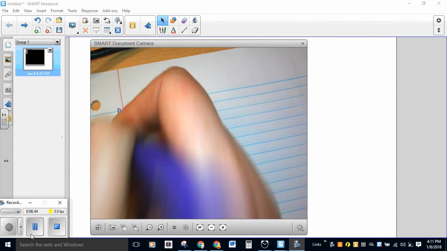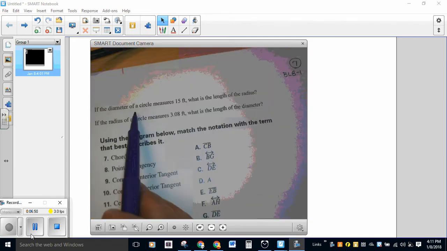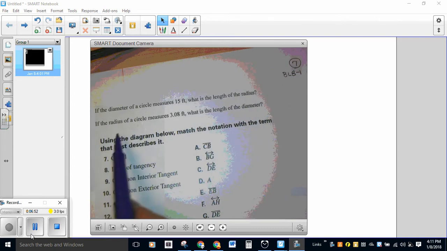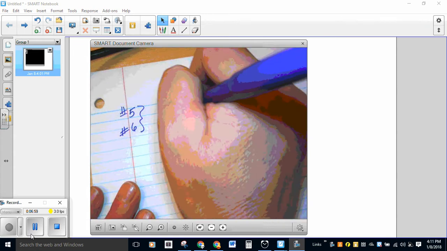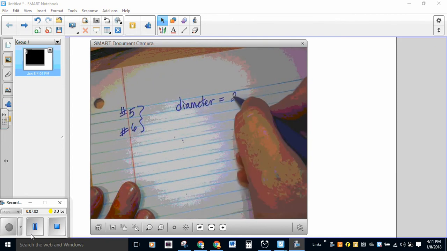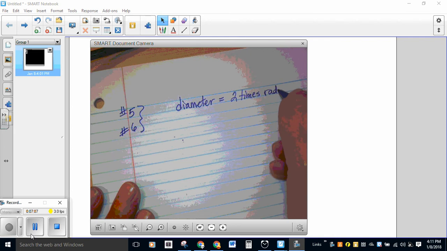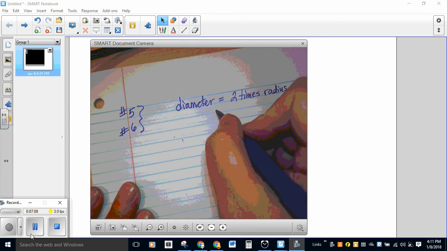Okay, on your paper it says, one says if you have the diameter, find the radius, and the other one says if you have the radius, find the diameter. Okay, from your notes, you should know the following information, and I have this written on the board today. The diameter is equal to 2 times the radius, which means D equals 2R.